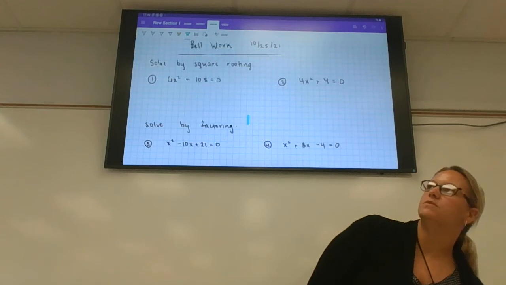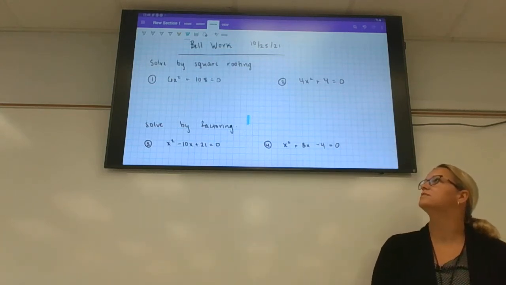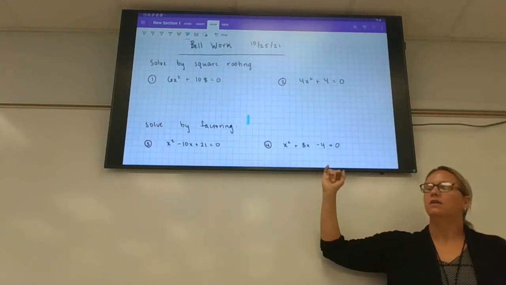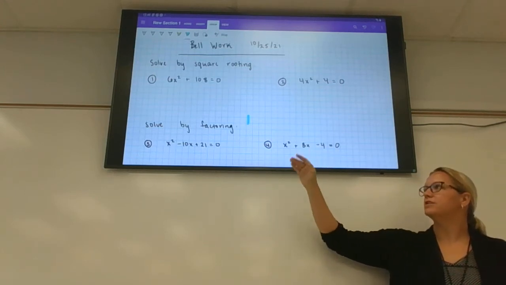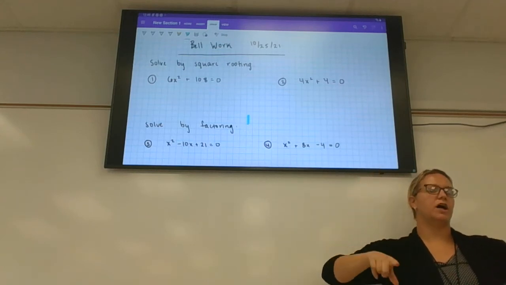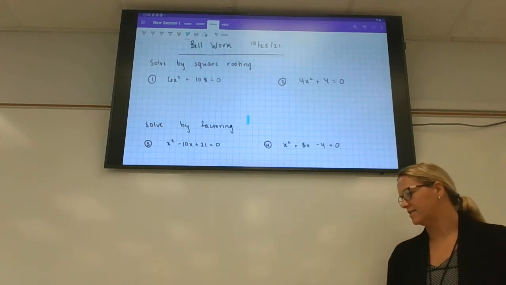Okay, so two different methods of solving these quadratics. The first one is by square rooting, and the second one's by factoring. So both of these directions mean find x-intercepts. So picture a U-shaped graph and find where they cross the x-axis.